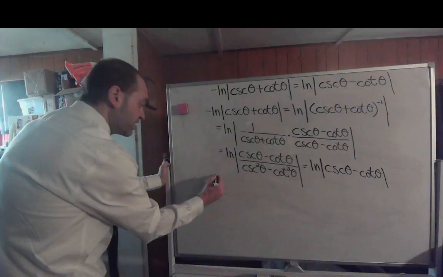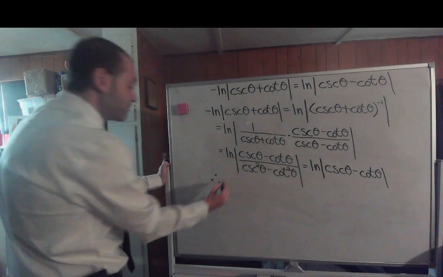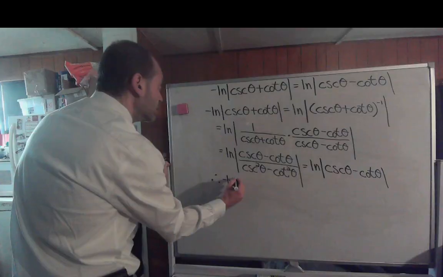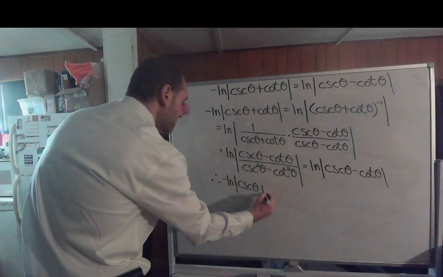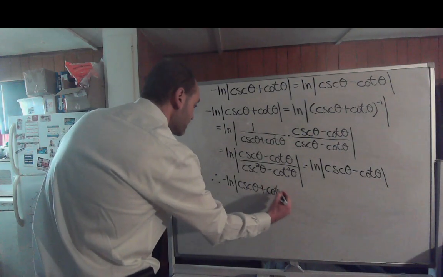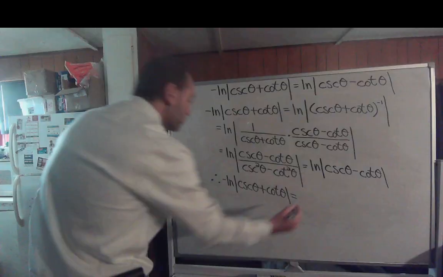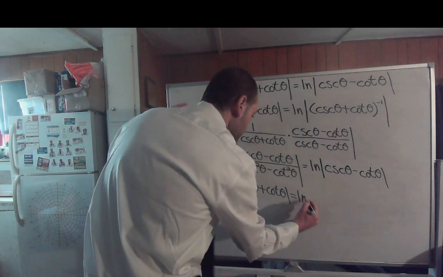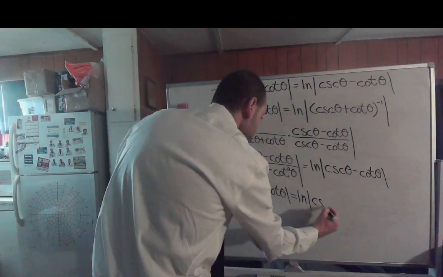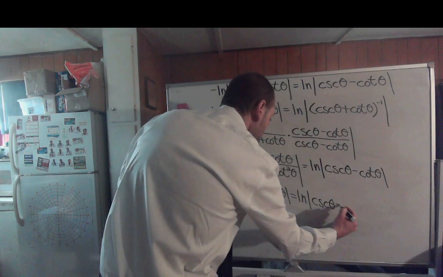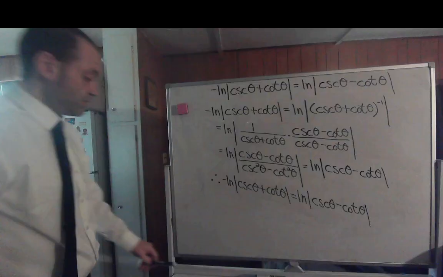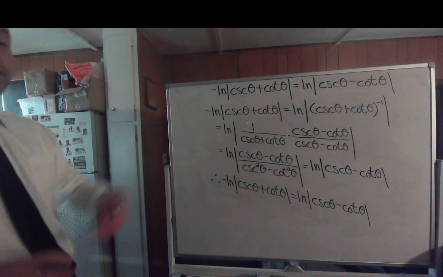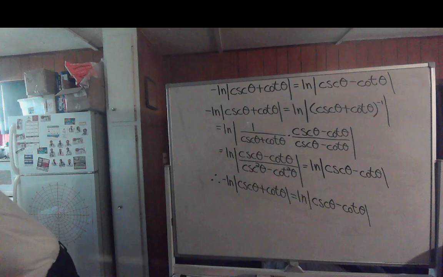So we have just verified the identity. So therefore, the negative natural log of the absolute value of the cosecant of theta plus the cotangent of theta equals the positive natural log of the absolute value of the cosecant of theta minus the cotangent of theta. Alright, so that's the logarithmic trig function verifications.